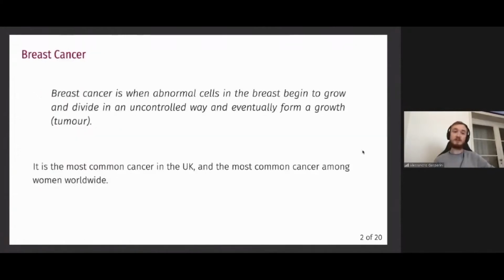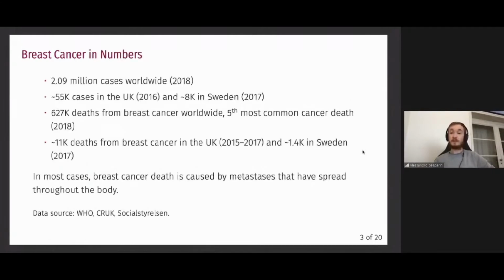I'll start by actually introducing breast cancer. Breast cancer can be defined as abnormal cells in the breast that start to grow and divide uncontrollably, eventually forming a mass growth, that is the tumor. It is the most common cancer in the UK and the most common cancer among women worldwide. Specifically, in 2018, there were 2.1 million cases of breast cancer worldwide, approximately 55,000 in the UK and 8,000 in Sweden.